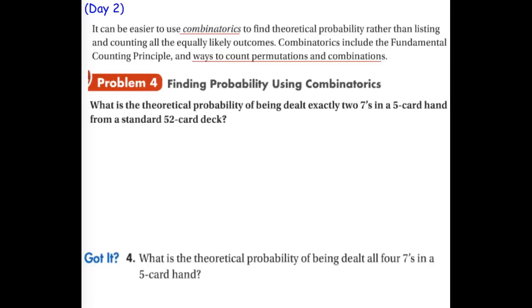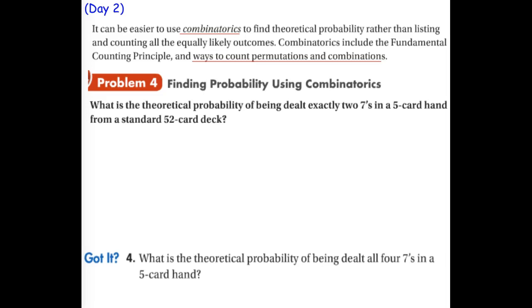All right, so it often is easier to use combinatorics, new word for you, combinatorics, to find theoretical probability rather than listing and counting all the equally likely outcomes. Yesterday we talked about rolling a die, right? What's the probability of rolling a 4? Okay, well that was a small sample space, right? 1, 2, 3, 4, 5, 6 is your sample space when you roll a die. It's pretty easy just to look at them and count.